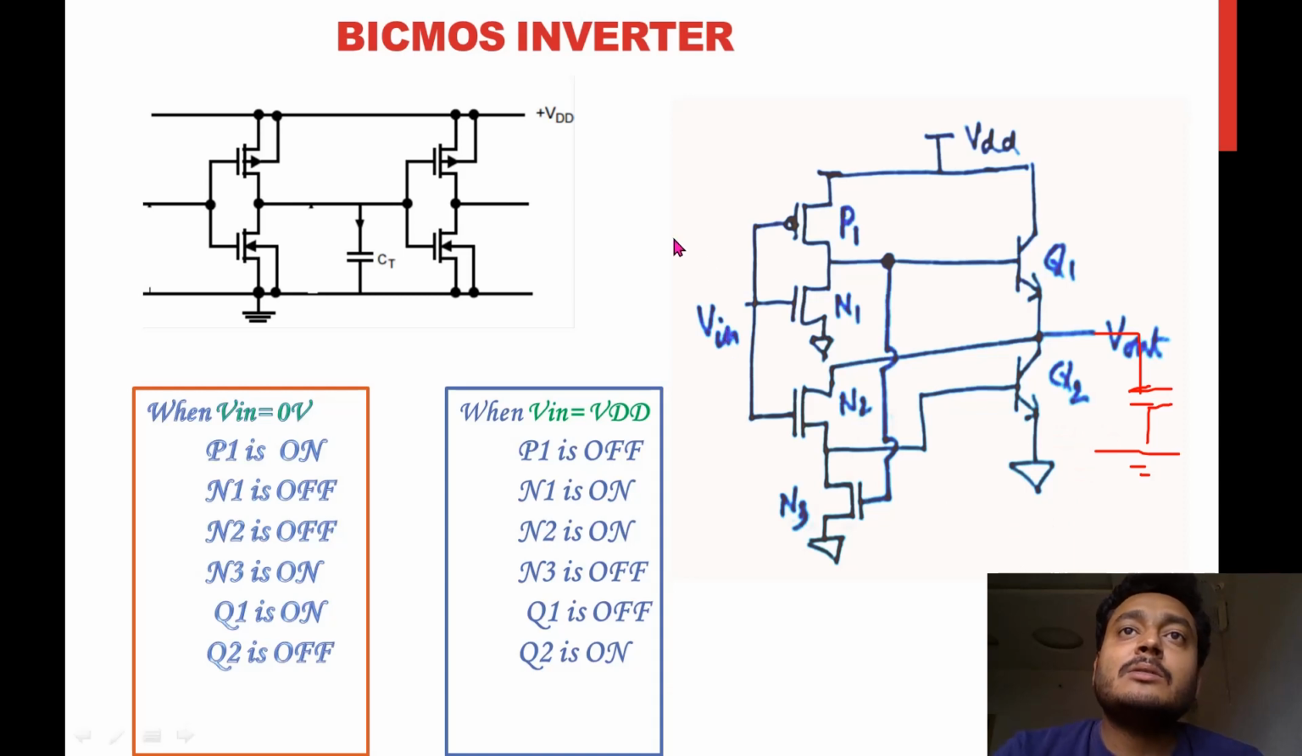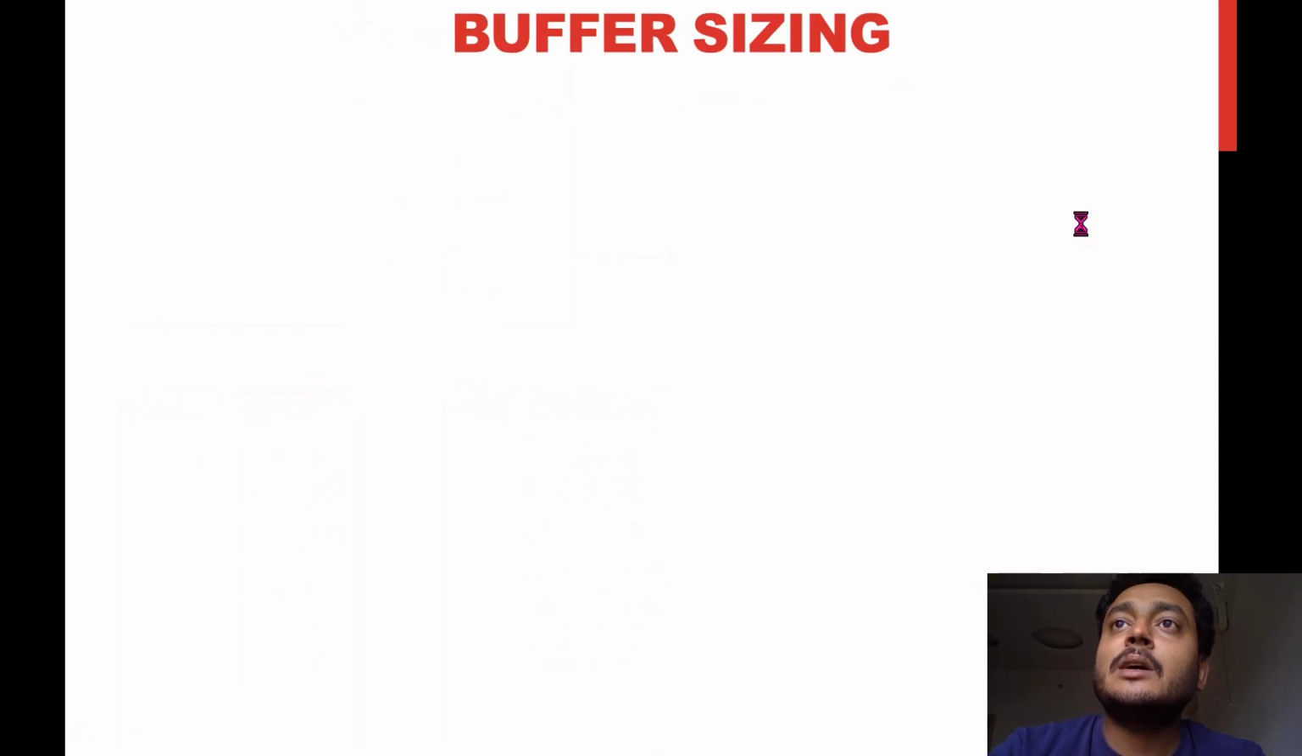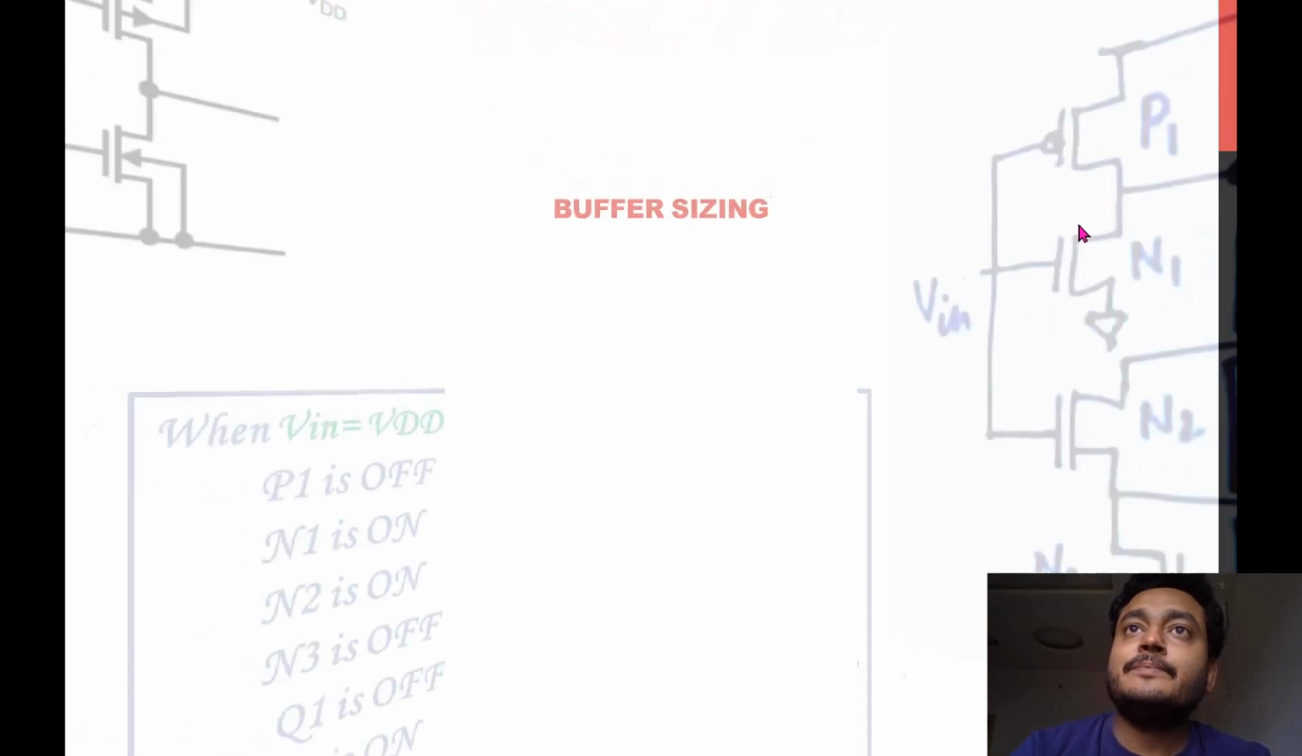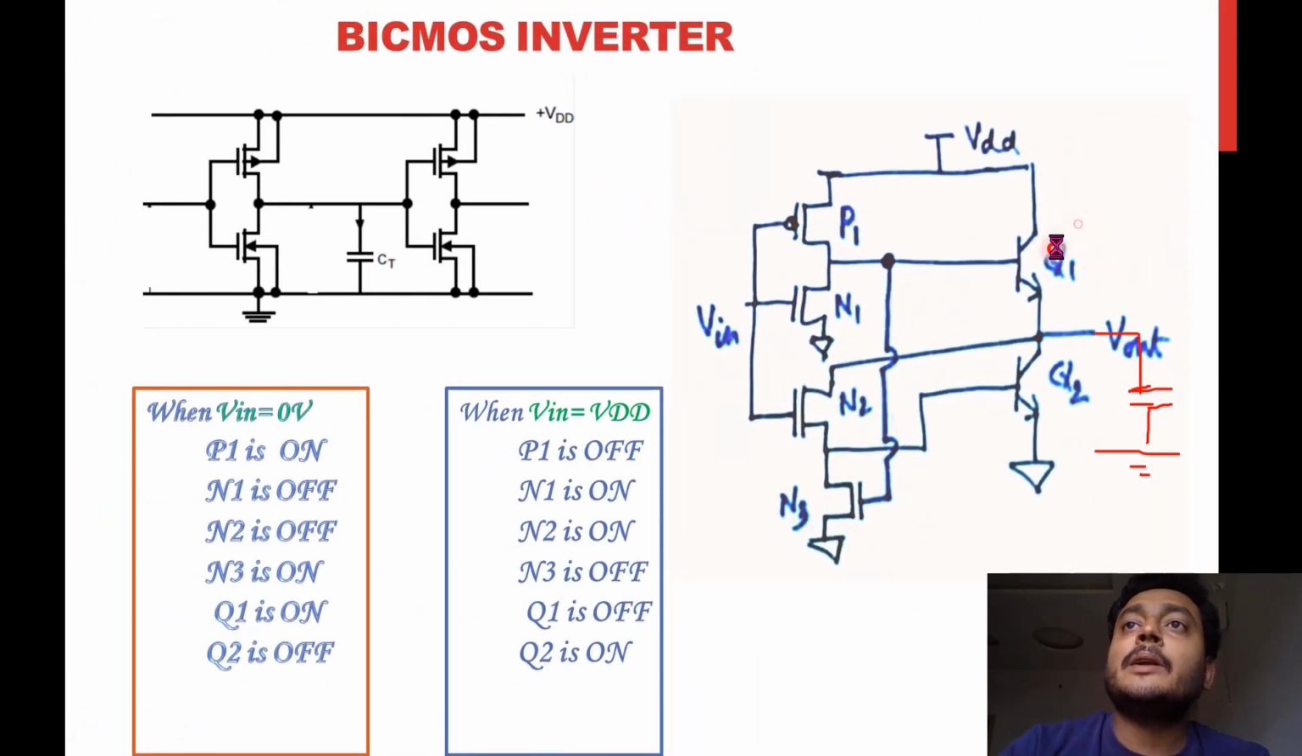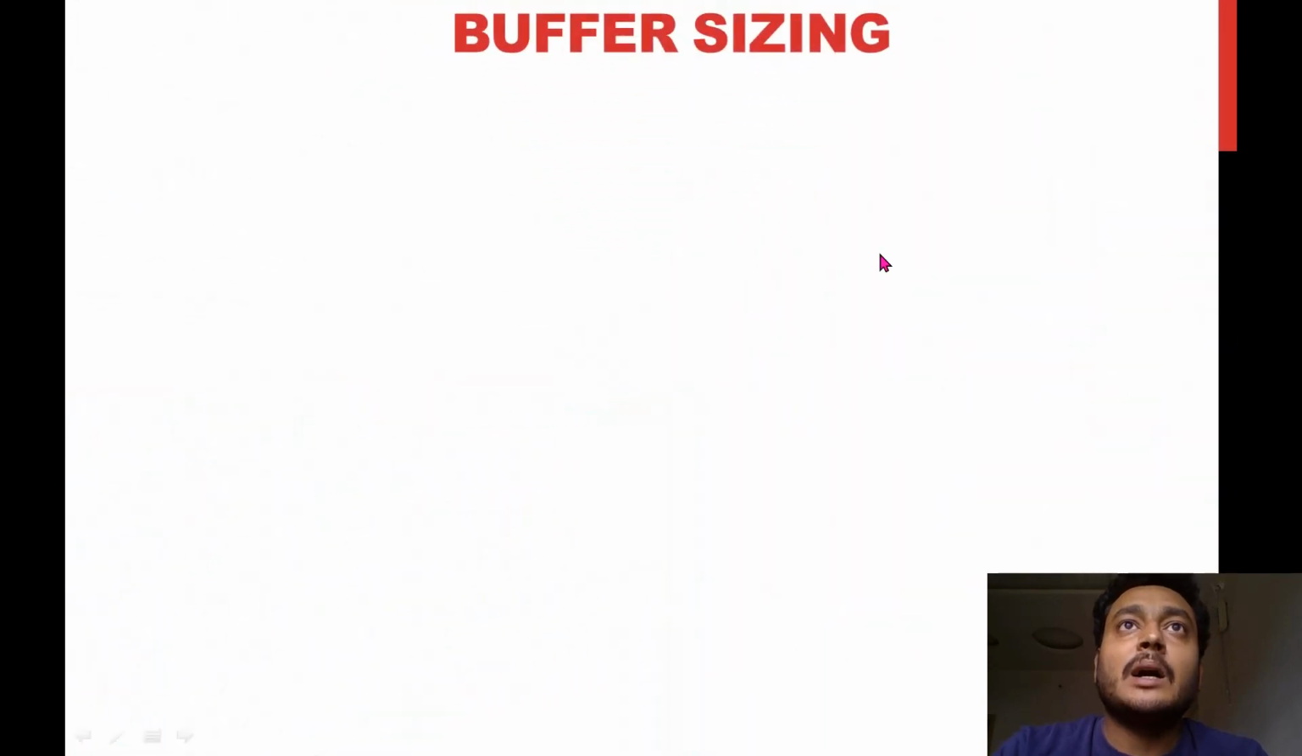So this is the concept of the BiCMOS inverter, and you can see why we get a very small delay: this particular Q1, the BJT we are using, is going to provide a very large current. As said before, larger current means very fast charging and discharging. So the next stage, we'll go for another concept of buffer sizing.